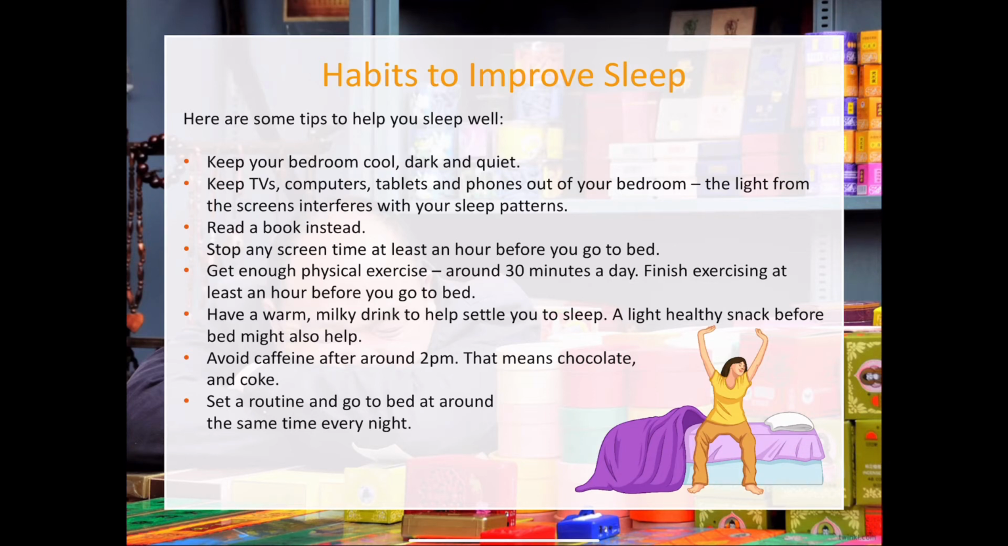Having a warm milky drink can help settle you to sleep, and sometimes a light healthy snack before bed can also help. A banana is a great snack to have before bed because it's got lots of vitamins in it which will help your body recover as you sleep. And it's also got something in it called melatonin, which is something that the body makes to help you sleep. It also says to avoid caffeine, which is a chemical which wakes us up. And this chemical is in chocolate and drinks like Coke. So it's best to have chocolate and Coke before 2 p.m. so you get a good night's sleep.